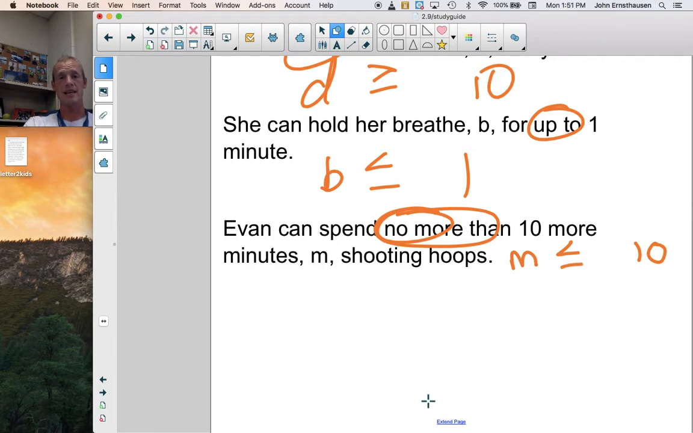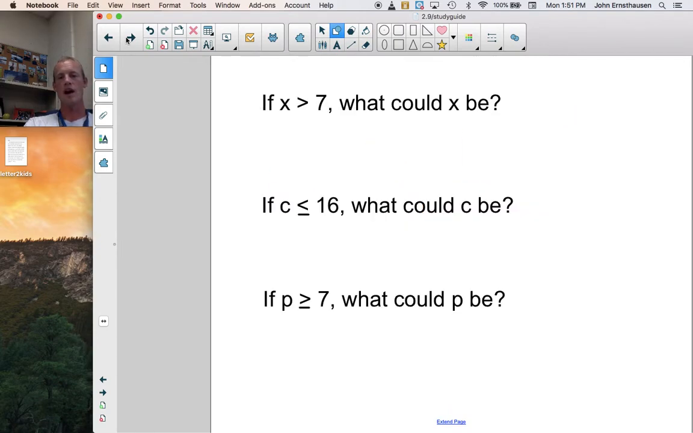That's the toughest set that you're going to see. Again, it just takes practice. Okay, so let's look at this for a second. Read this inequality to yourself.